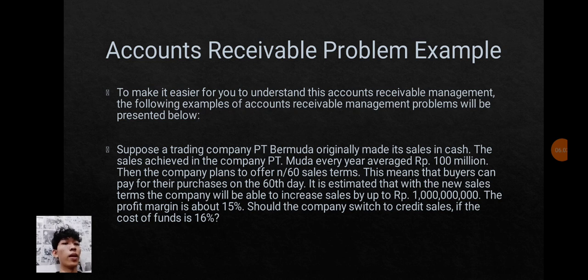Then the company plans to offer 60-day sales terms. This means a buyer can pay for their purchase on the 60th day. It is estimated that with the new sales term the company will be able to increase sales by up to 1 million rupiah. The profit margin is about 50%. Should the company switch to credit sales if the cost of funds is 19%?